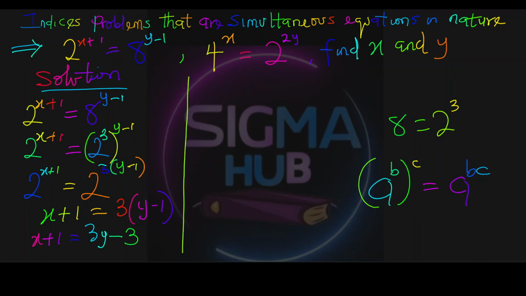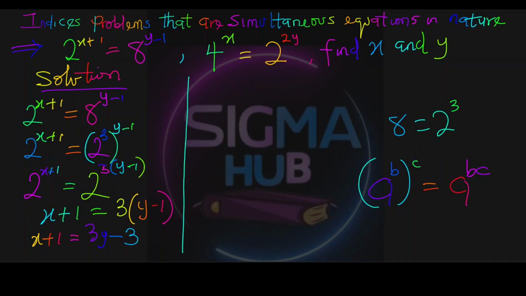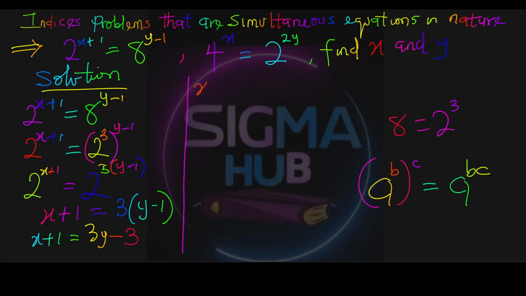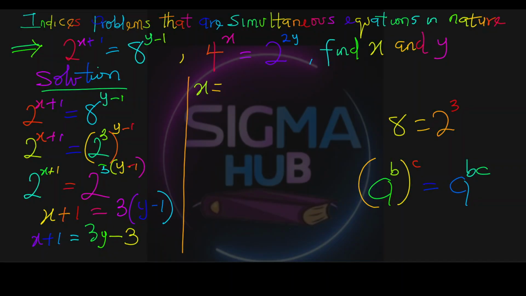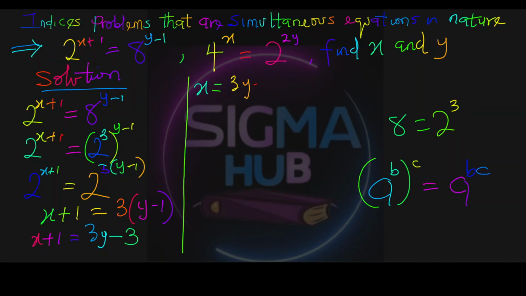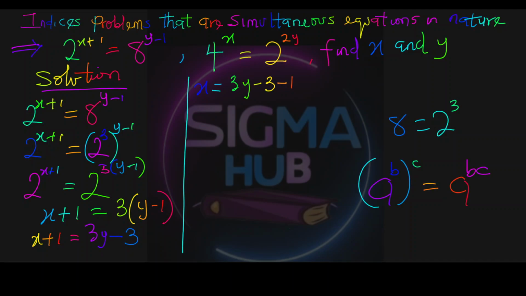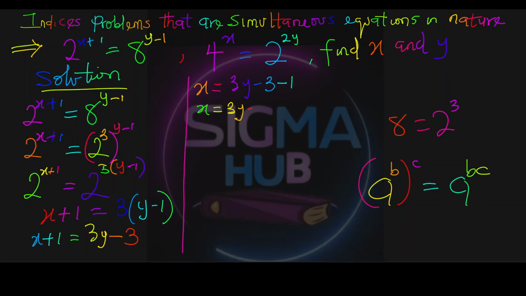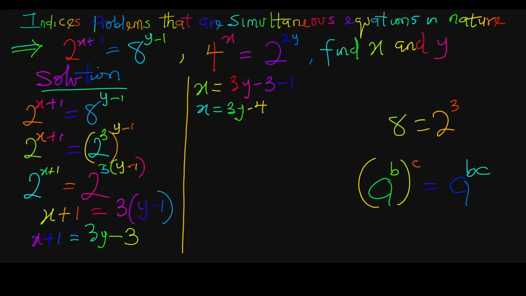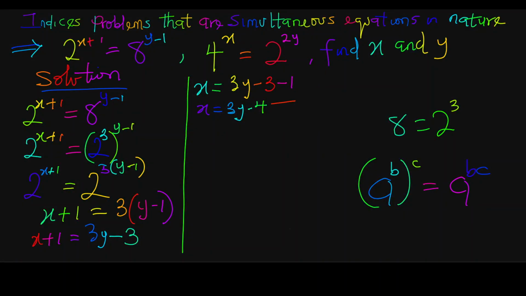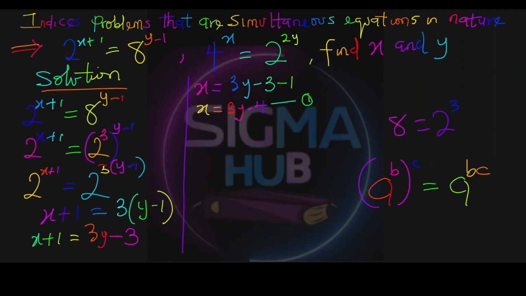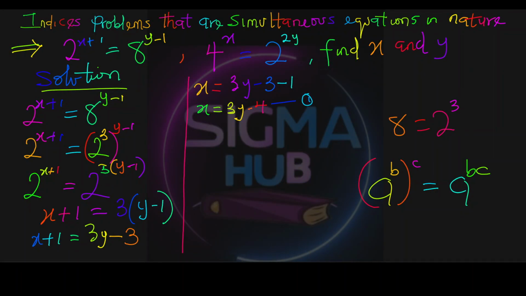And of course we can make x the subject of formula, or we get equation 1 from this. So x will be equal to 3y minus 3 then minus 1. So that means x equal to 3y minus 4. So we have an equation already. Let me call it 1. So it says x equal to 3y minus 4.